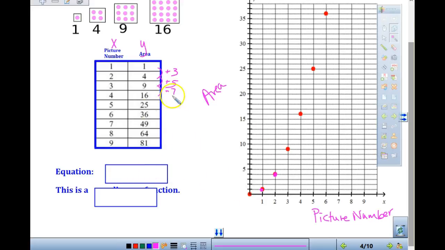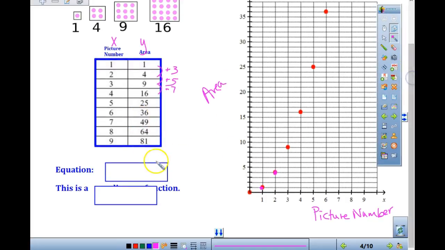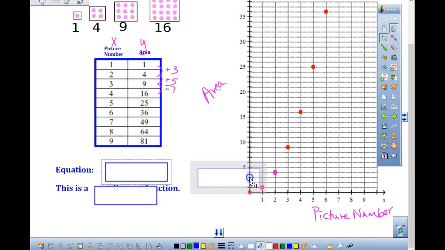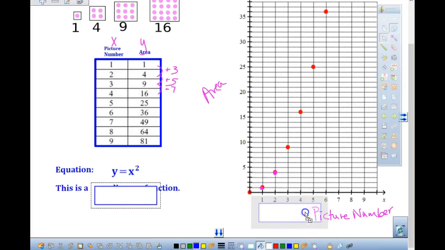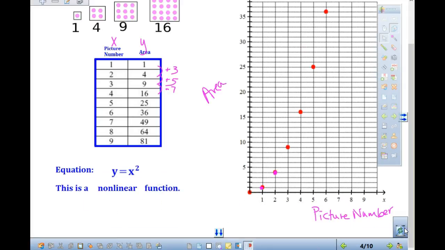So, if we are looking at this, you guys recognize the pattern? What were we doing to each number? We are times itself, so the equation might be y equals, or area equals, x squared. And we definitely said because first off we have a variable, there's not repeated addition, it's not a straight line, this is non-linear, right? Non-linear.